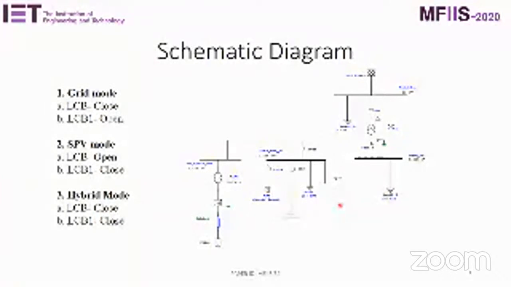Because of the switching of these circuit breakers, we divided our analysis into three modes. One is grid mode, another is SPV mode, another is hybrid mode. In grid mode, LCB is closed and LCB1 is open. This one is open, this one is closed. In SPV mode, LCB is open and LCB1 is closed. And in hybrid mode, both LCBs are closed and the grid and photovoltaic system are working together.